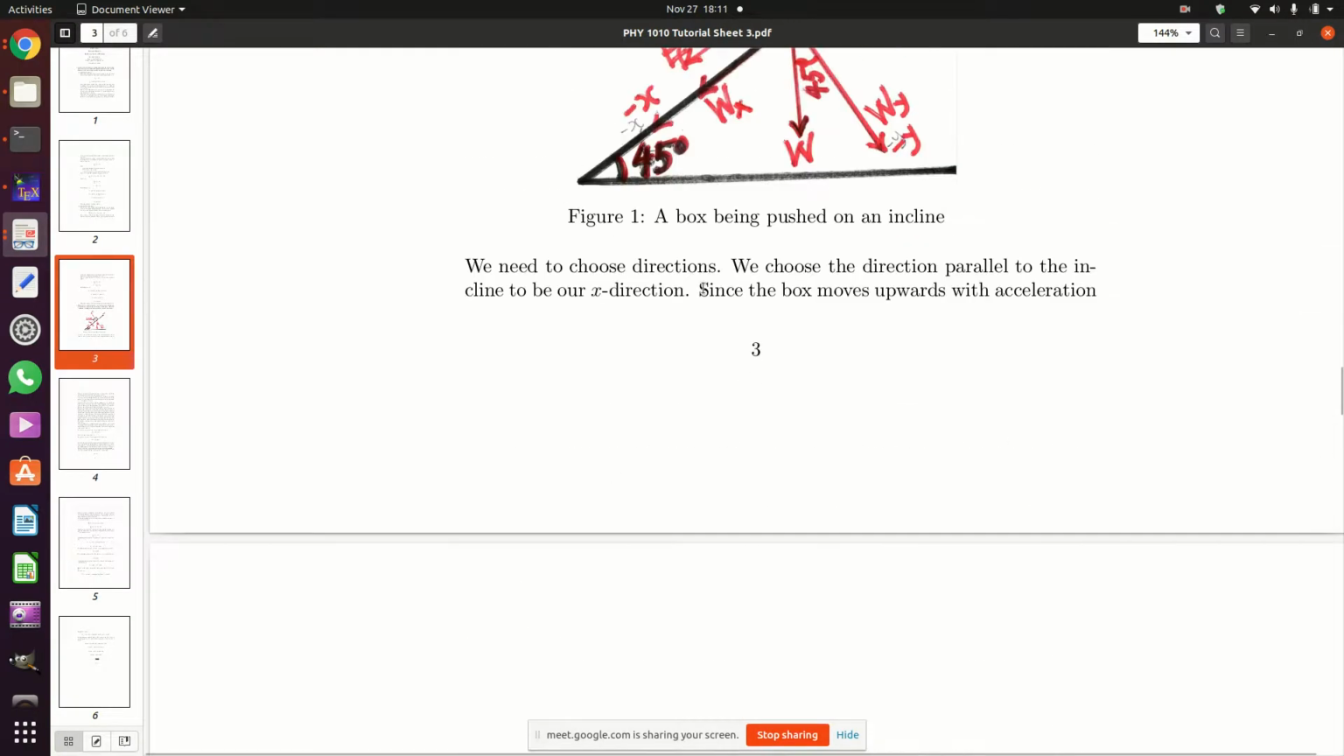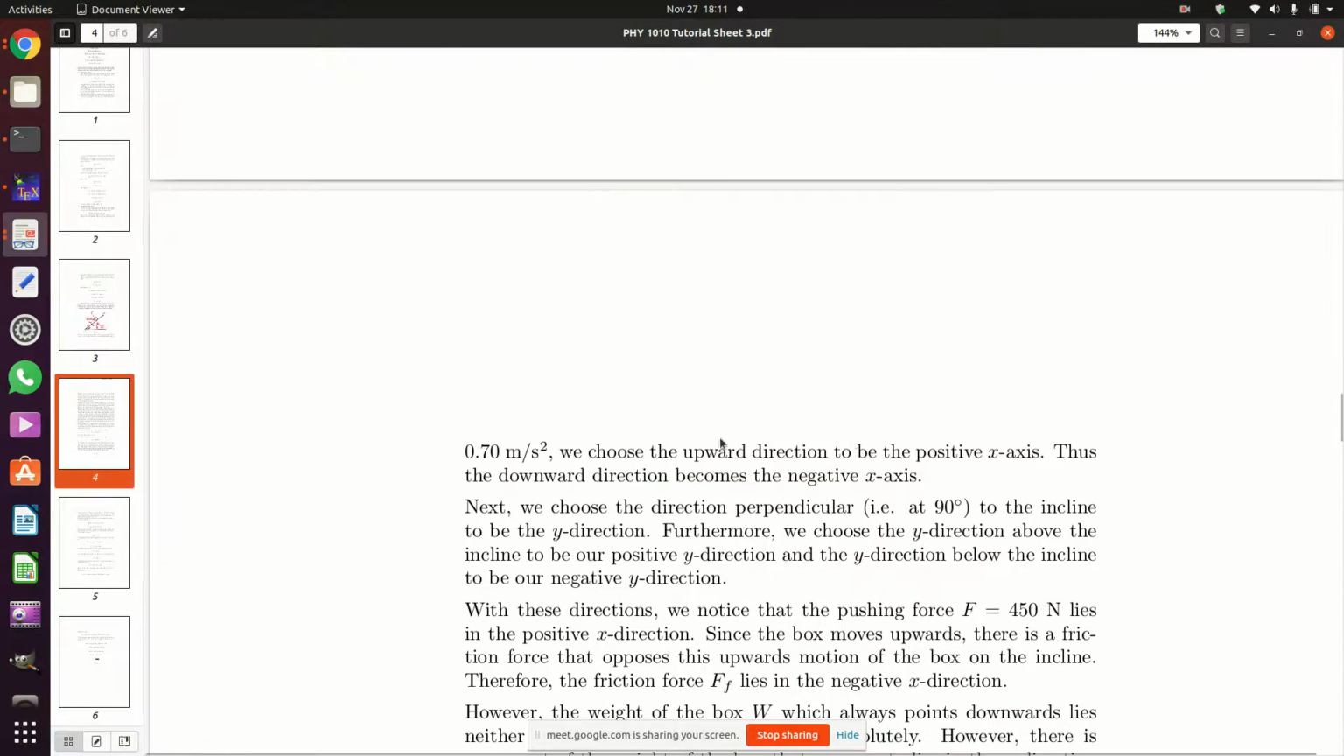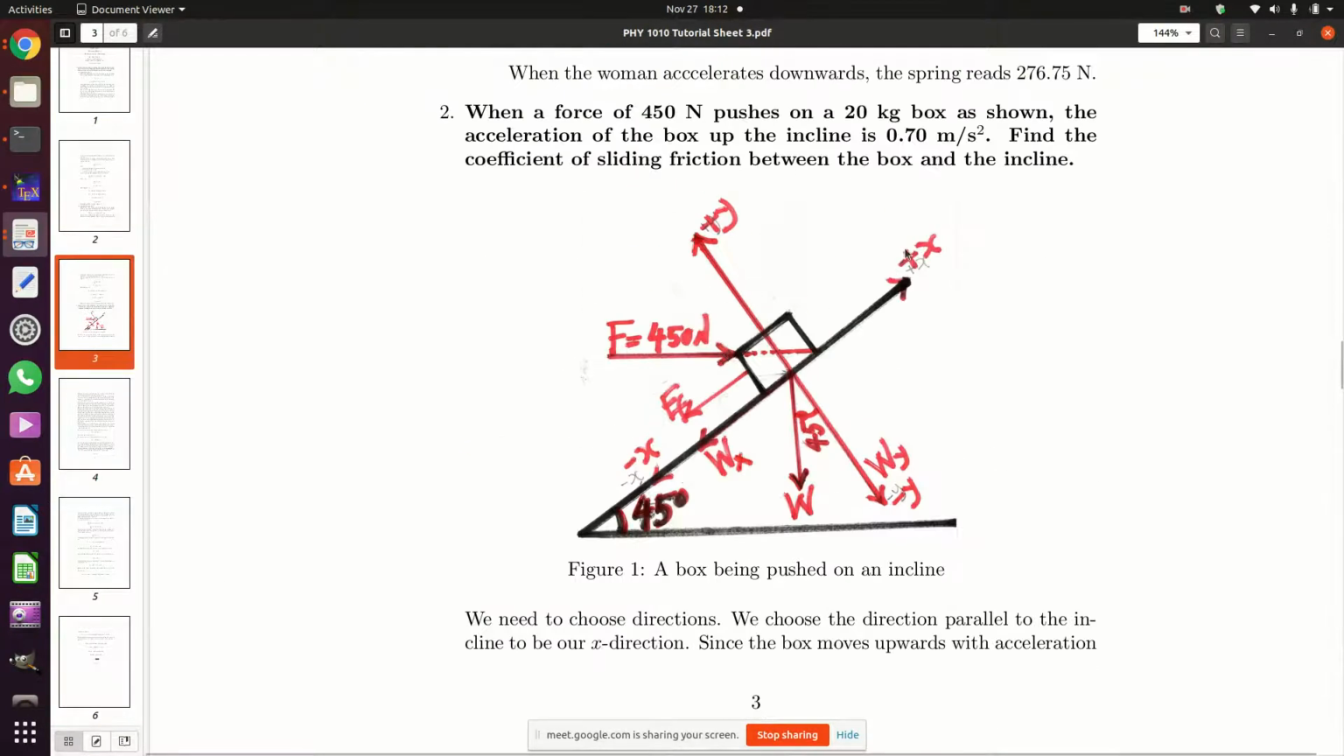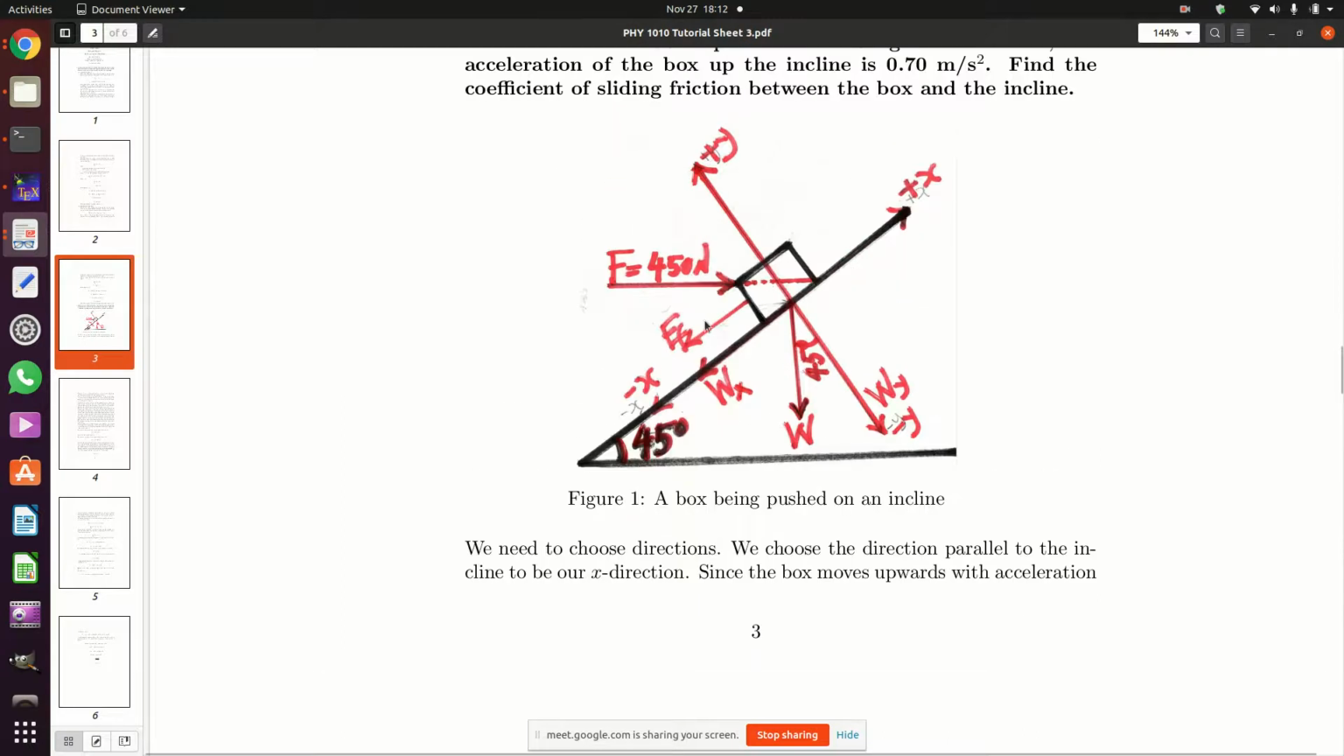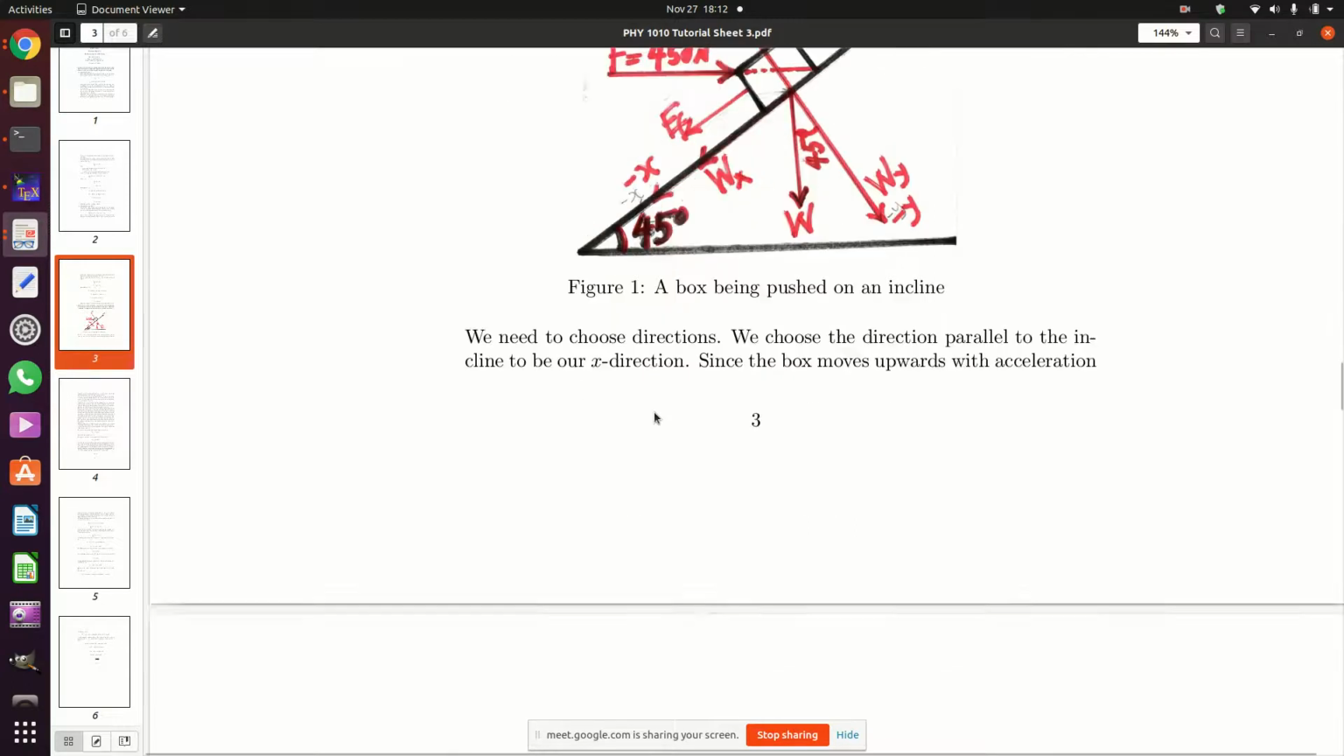So we know that the box is moving upwards with an acceleration of 0.7 meters per second squared. So basically, we are saying that we choose the direction in which the box is moving to be the positive x direction, and this opposite direction to be the negative x direction.